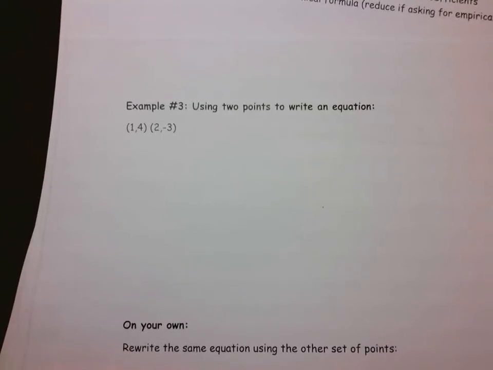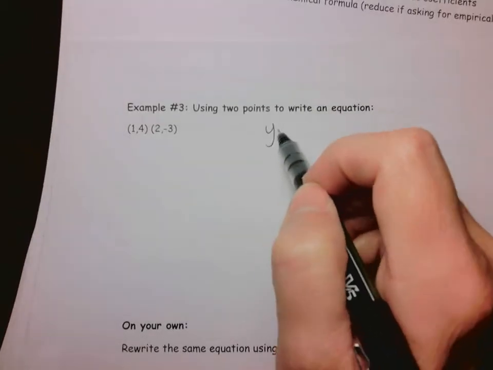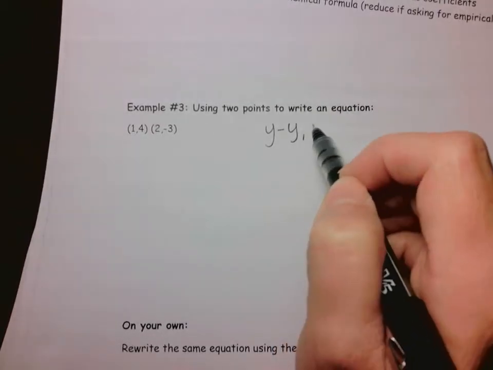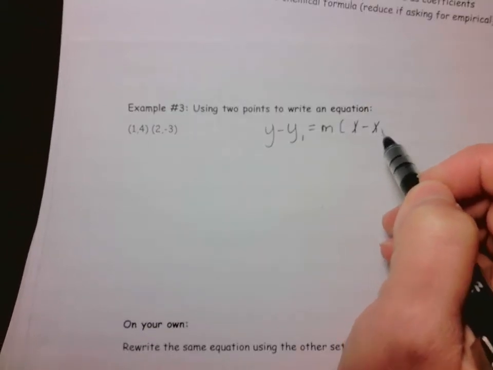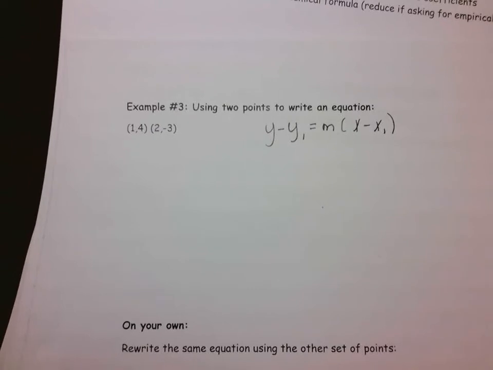And finally, last example, using 2 points to write an equation. Okay, and again, I'm asking you to write the equation in this form. Be careful on the homework, it asks you to go back and forth between the 2 forms. So read the directions carefully and don't get confused.